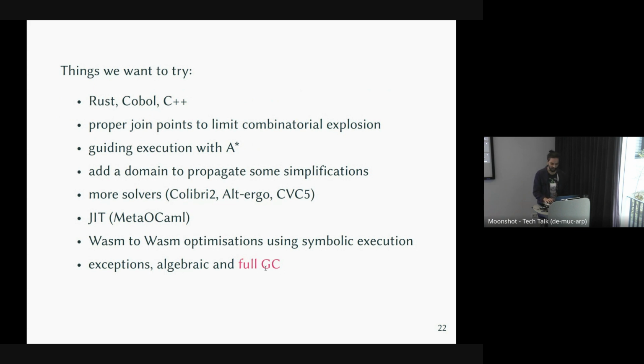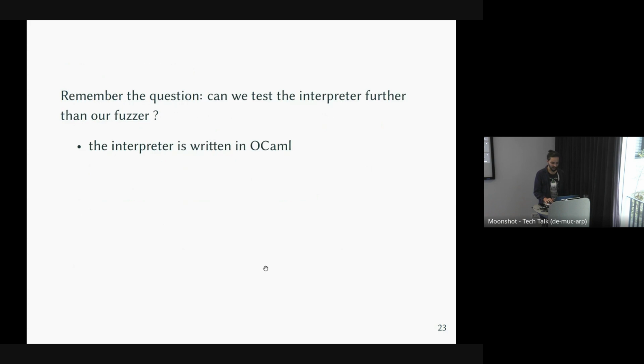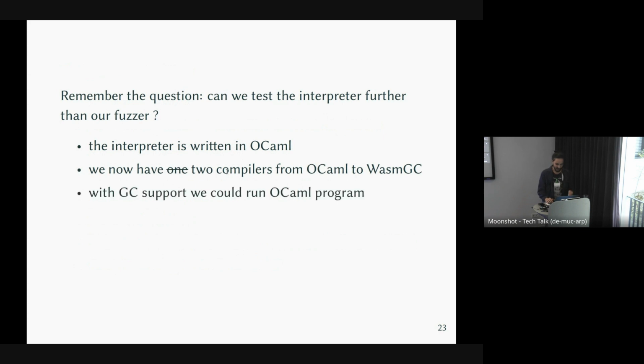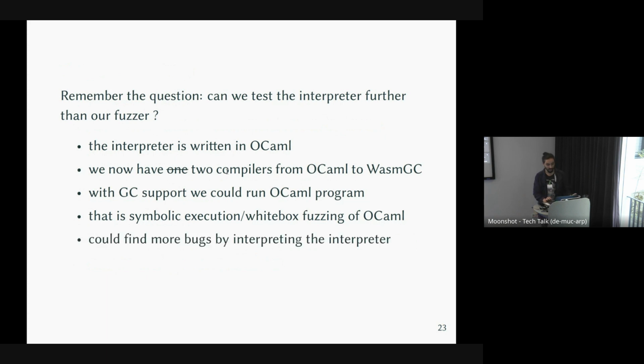And the main reason why we would like to have the GC, because if you remember the question, how can we test the interpreter further than what we did before? So it is written in OCaml. And now we have a few compilers from OCaml to Wasm GC, the one at OCamlPro and the one that Joe is doing. So with GC support, we could actually run OCaml programs in the interpreter. So basically what we get is symbolic execution or web threading of OCaml programs. And so we could find more bugs by interpreting the interpreter with itself.